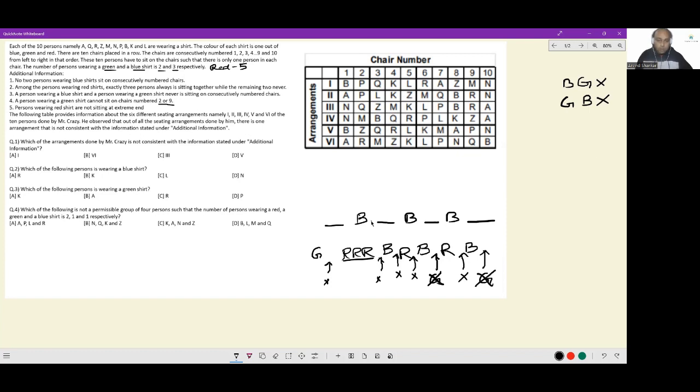So can you see, putting G in the first spot is unacceptable because the second green t-shirt person will not have any spot available to him. Okay.